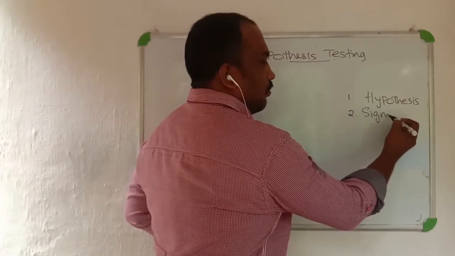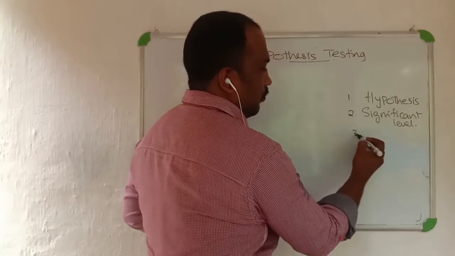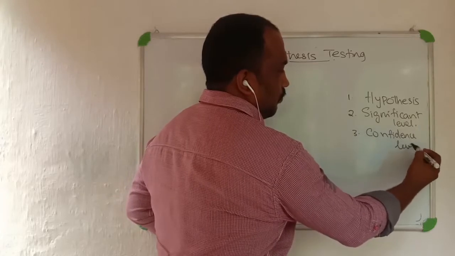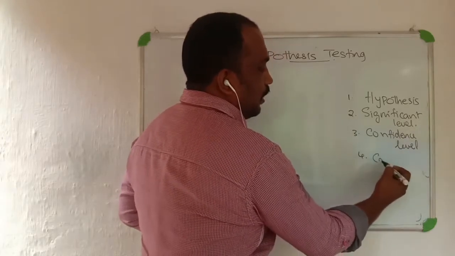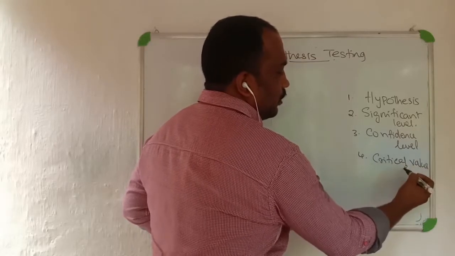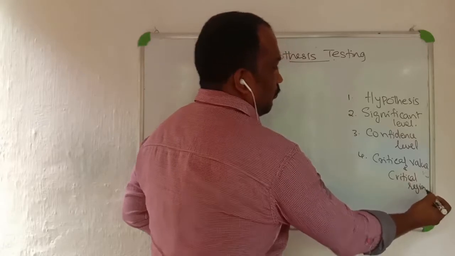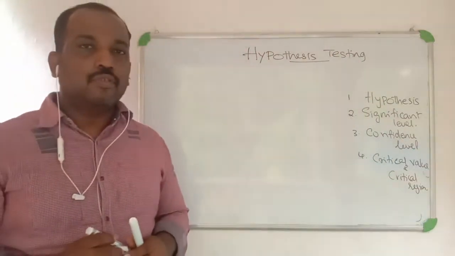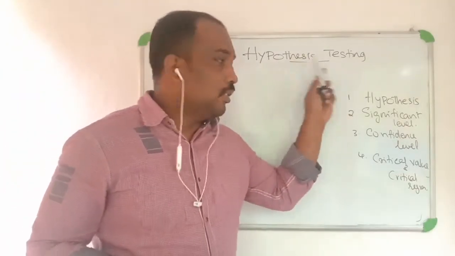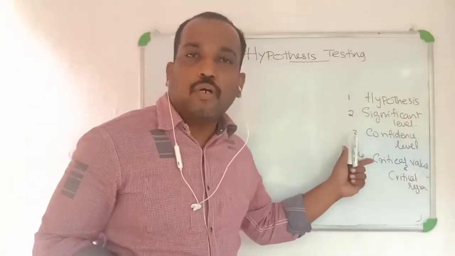significant level, confidence level, critical value, and critical region. So, our chapter name is hypothesis testing with learning objectives: hypothesis, significant level, confidence level, critical value, and critical region.